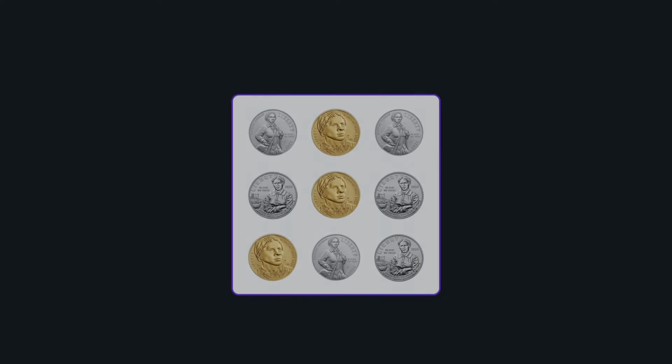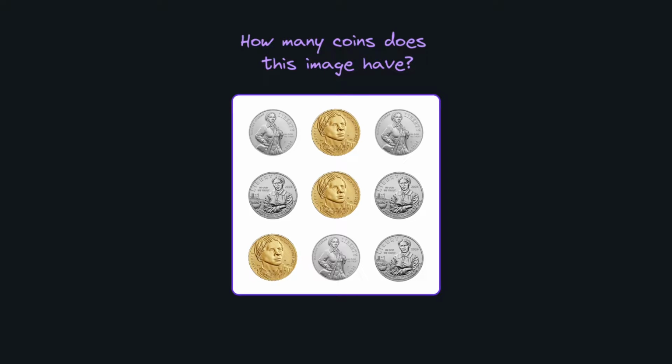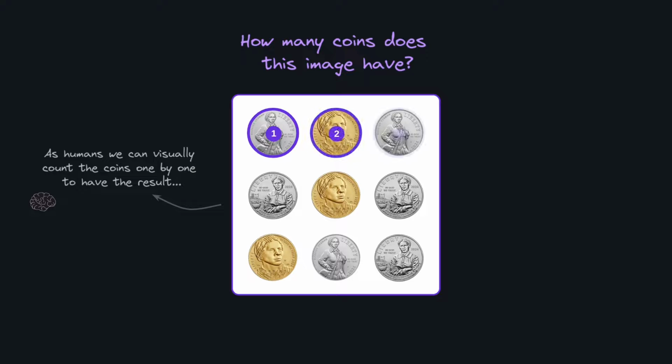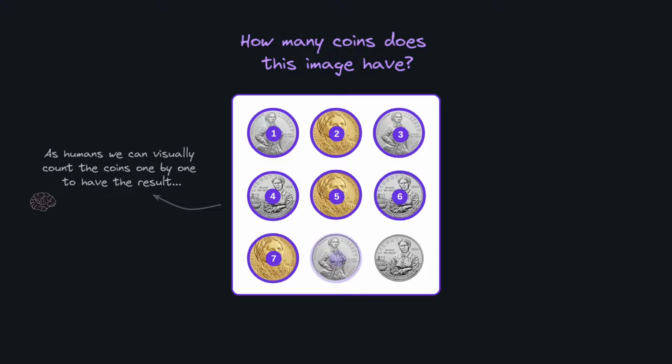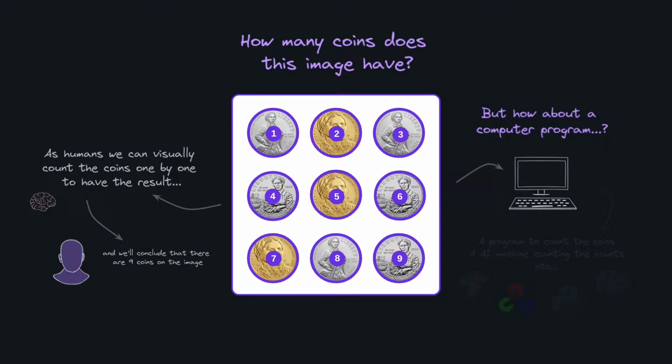Imagine having this image with some coins on it, and I was counting how many coins there are in it. As a human, we can visually count the coins one by one to get the result. By counting them, we would conclude that there are 9 coins on the image. But I have another question. How would a computer detect and count the coins?